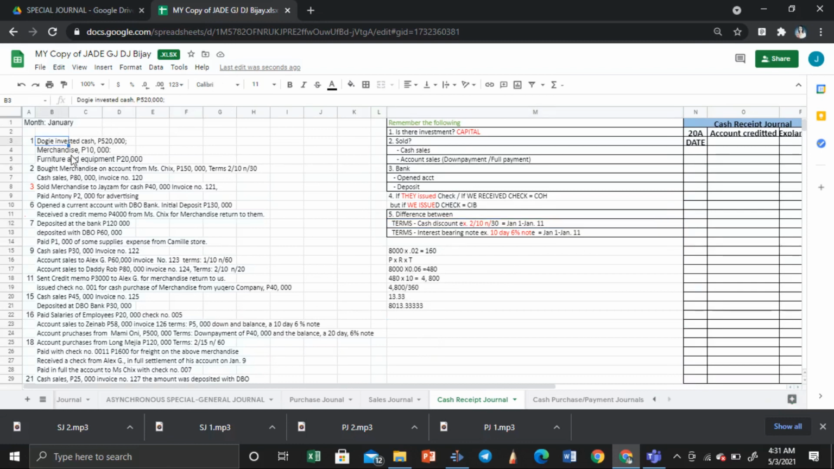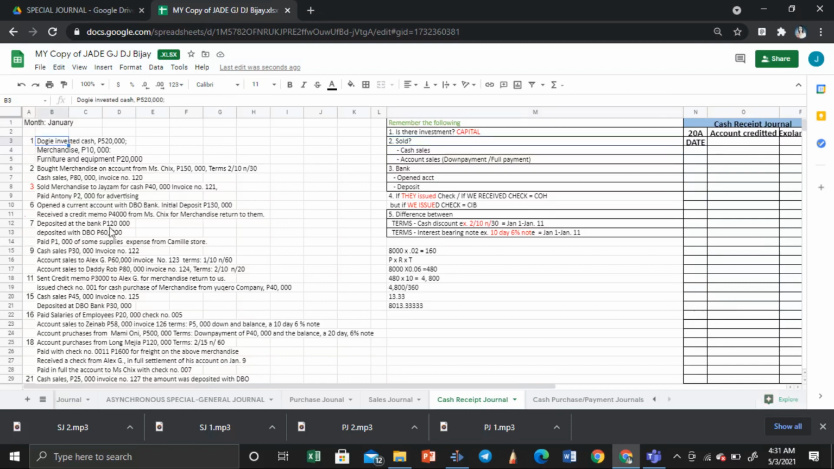Okay, isolate na natin. Kukunin na natin itong mga transaction na may kinalaman kay cash receipt journal through following what? Itong mga things to remember natin. So, 1 is to get the capital. 2, mga sales natin. 3 is all about bank. Okay, so number 1, we have Doki invested cash, 520,000.